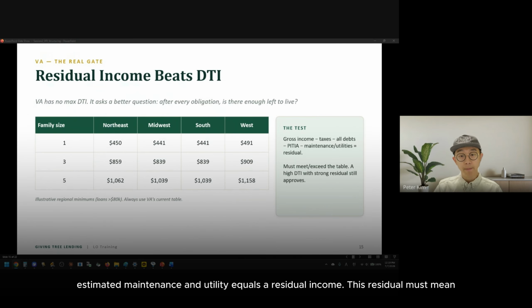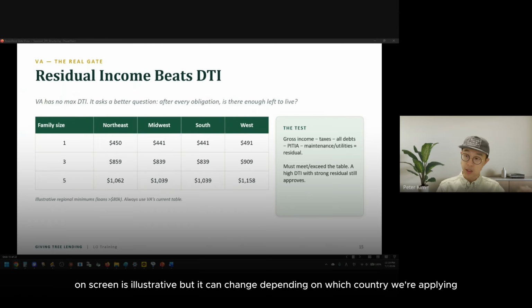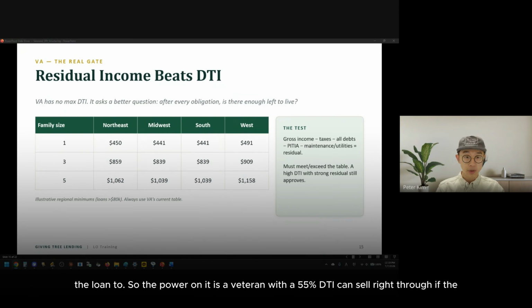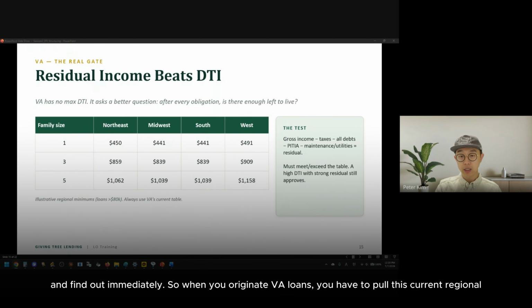This residual must meet or exceed the regional table here that you see on family size and the region. The numbers on screen are illustrative, but they can change depending on which country we're applying the loan to. The power of it is that a veteran with a 55% DTI can sail right through if the residual income is very strong. So learn the residual formula; you can Google search and find it immediately.